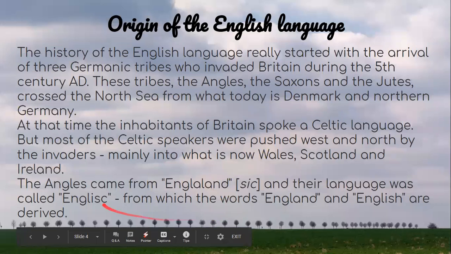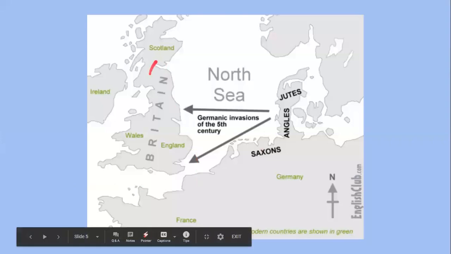The Angles, which later fused with the Saxons, came from Angleland. So that's why their language was called Englisc. Okay, so that's where the name of English comes from. It comes from the region, okay, where the Angles came. They came from a region called Angleland. So they came, okay, they came and they established themselves here.